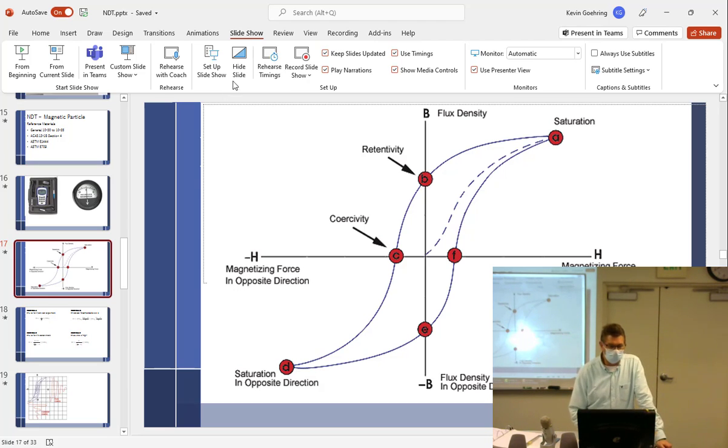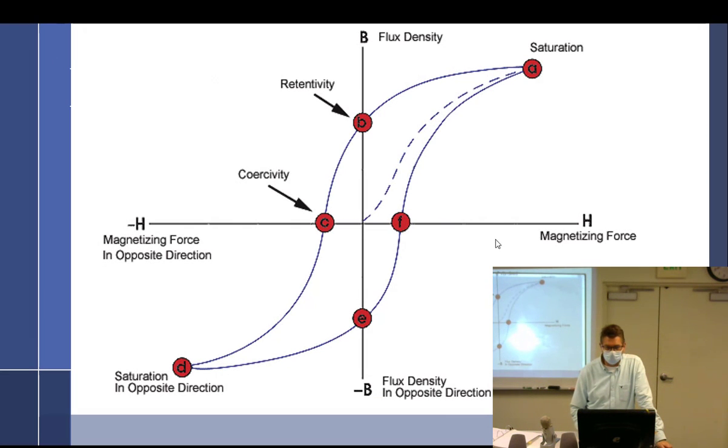That's a good exercise. What if I had to do a magnetizing force way out here to get the saturation? Would that be something that has more or less reluctance?